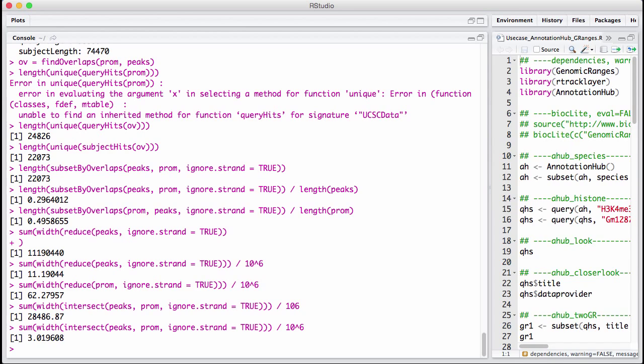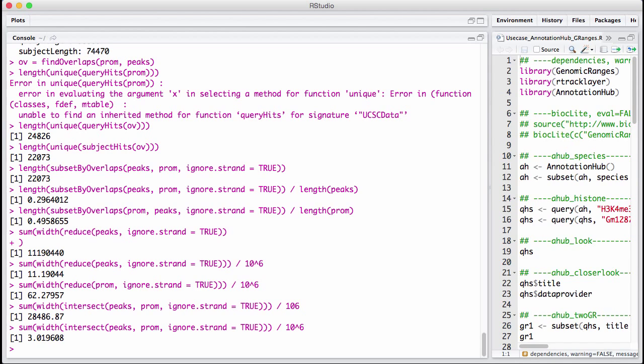But again, is it big? By the way, when I'm doing this intersect here between peaks and promoters, I don't have to call reduce on it, because I know that the output of intersect is a normal IRanges. So I don't get anything out of calling reduce on it.